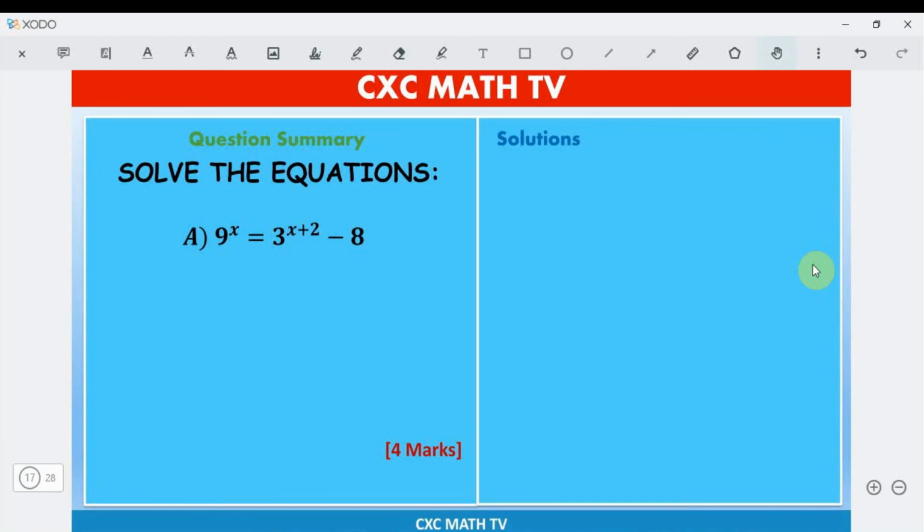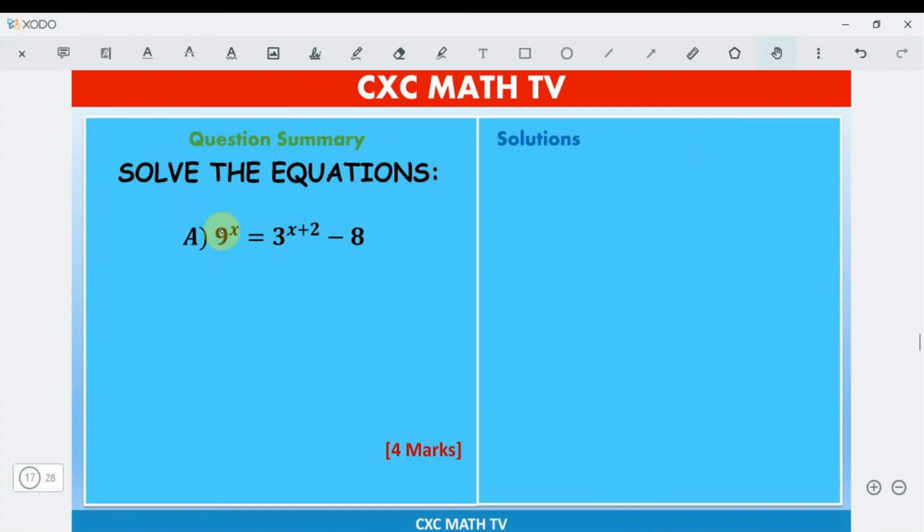Alright, now sometimes you'd be given equations to solve, and we have 4 of them. So I want you to pause the video and attempt this question here. Solve the equation 9 to the x is equal to 3 to the x plus 2 minus 8. So pause the video and attempt this question.